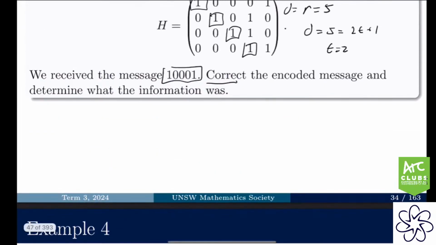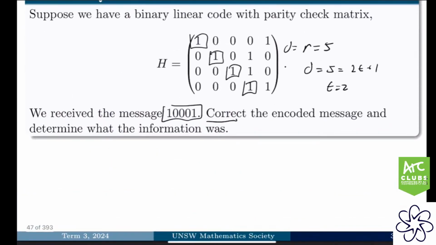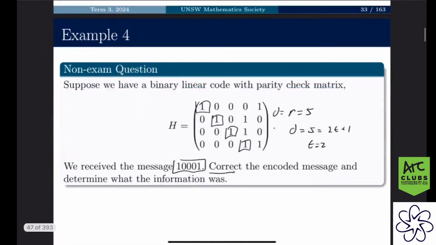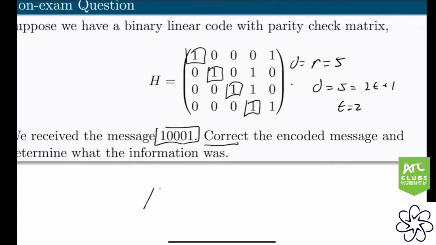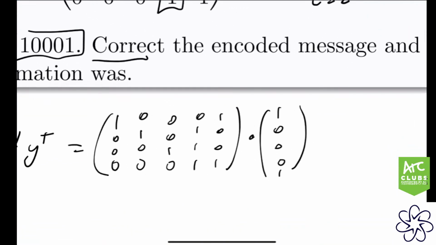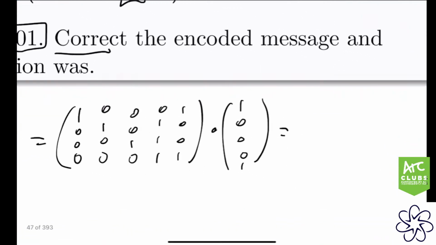So first of all, we need to multiply the parity check matrix by our message first to validate if it's a correct message or not using the syndrome. So if we multiply it out, make sure we take the transpose of our message as well, 1, 0, 0, 0, by our message. If we go element-wise, we should get the vector 0, 0, 0, 1, mod 2.